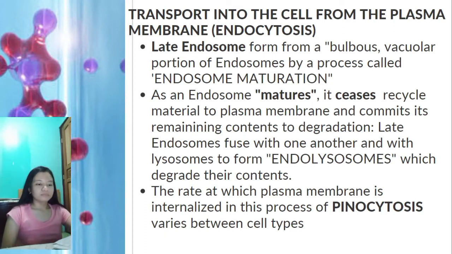So, virtually, most eukaryotic cells ingest portions of their plasma membrane in the form of small pinocytic vesicles, which we call endocytic vesicles. So, the rate at which plasma membrane is internalized in this process of pinocytosis varies between cell types.